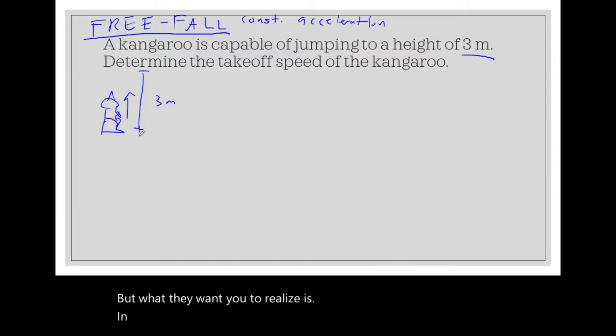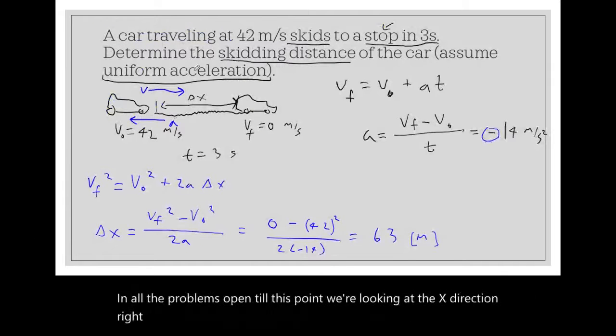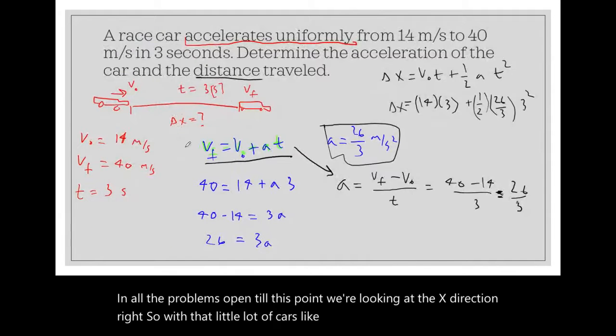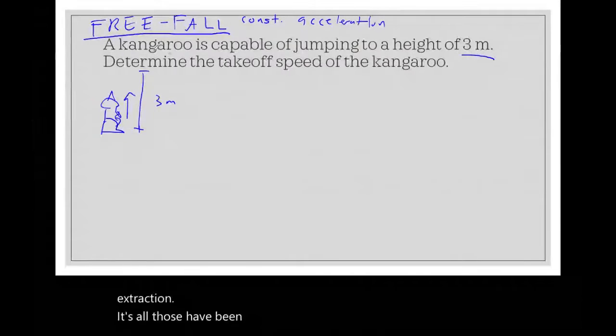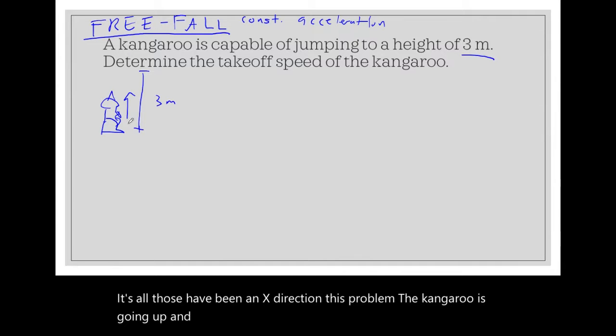in all the problems up until this point, we were looking at the x direction, right? So we're dealing with a lot of cars. Like this car is in the x direction, this car is in the x direction, and another car in the x direction. So all those have been in the x direction. This problem, the kangaroo is going up and down, so he's jumping up in the y direction.